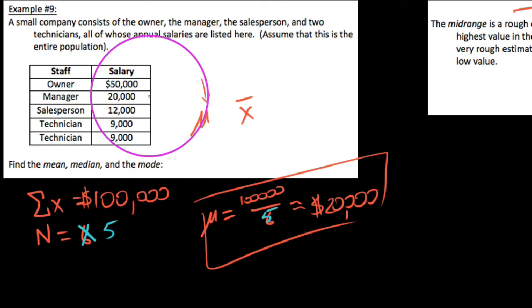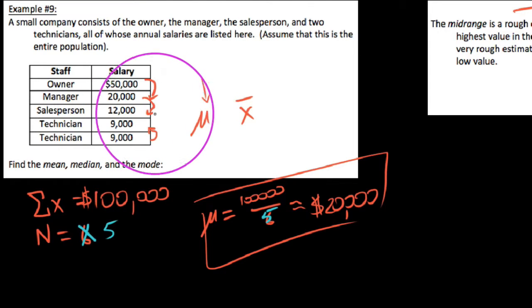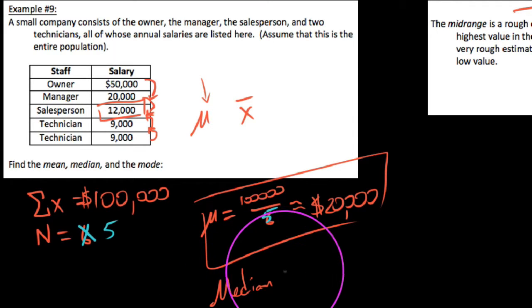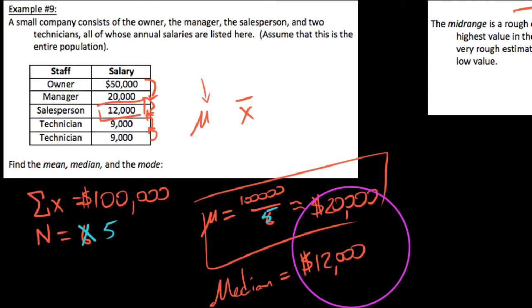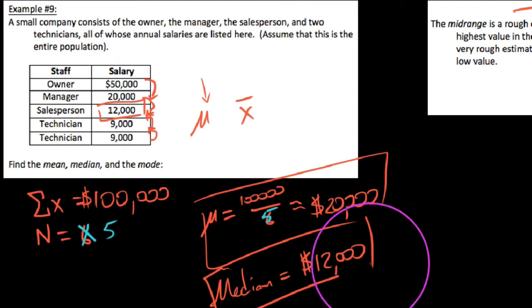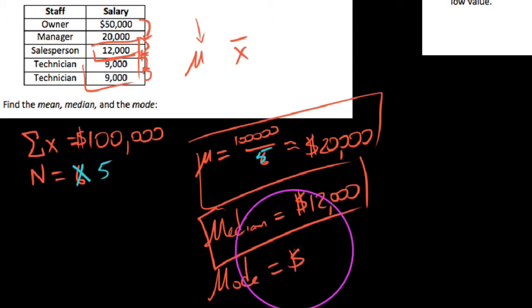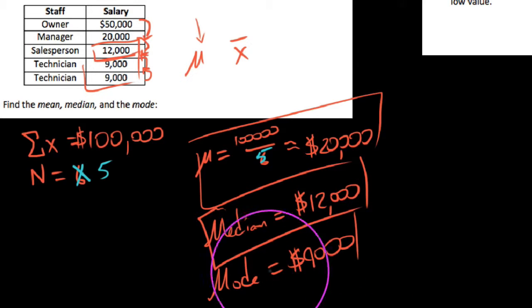So let's talk about the median. The median, of course, means we'll count in from the middle, each way, until we land at a middle datum, or we'll average 2 data, but in this case the median comes out to be exactly $12,000. And the mode, what happened most frequently, is we saw 2 people with a $9,000 annual salary.